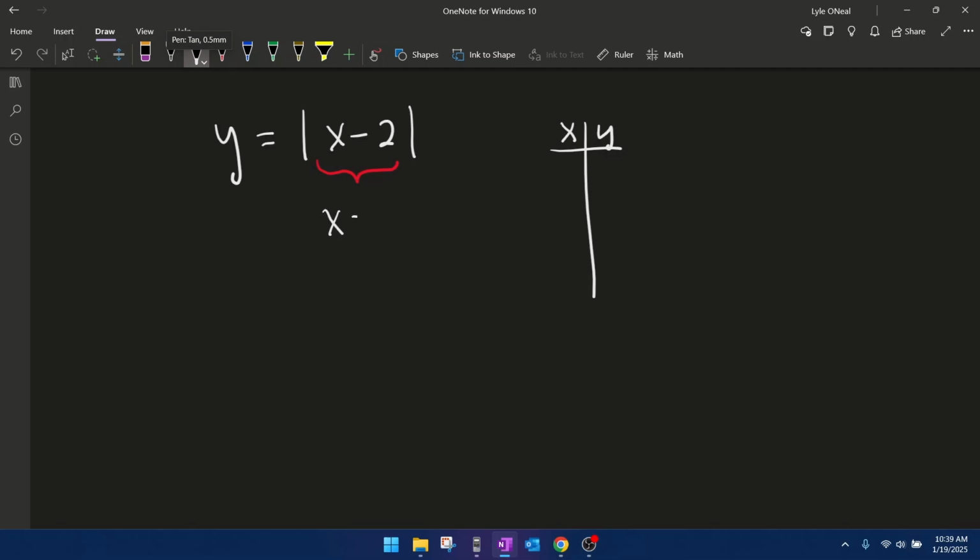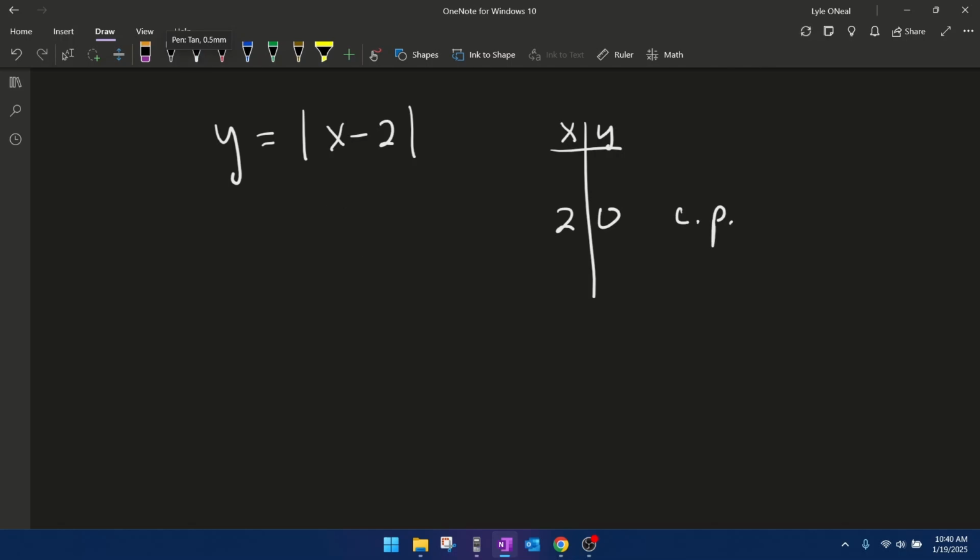I need you to pick an X so that the stuff in the absolute value works out to be 0. What number would I replace X with that would make all of this 0? And the answer is 2. 2 minus 2 is 0. So we can say if X is 2, Y is 0, and that is my critical point.